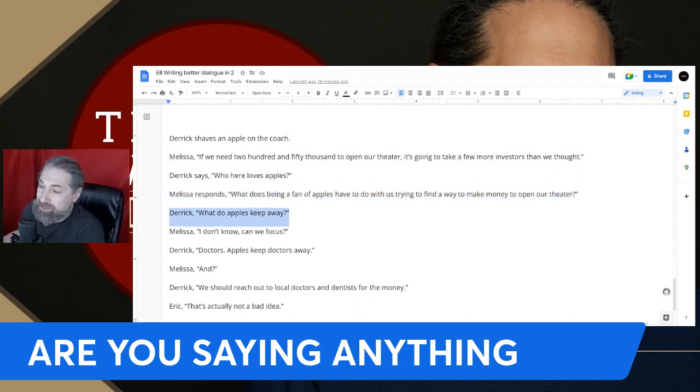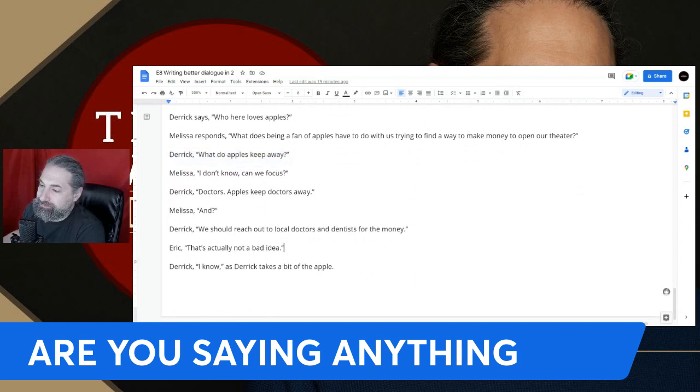Derek is very calm and collected, and he's using some sort of abstract element to find a solution. And then Eric is sort of like the mediator, oh, yeah, that's actually not a bad idea. And then Derek, clearly he has that devil-may-care, who cares, kind of attitude, like, I know. And also anybody who eats an apple in a story is an a-hole.